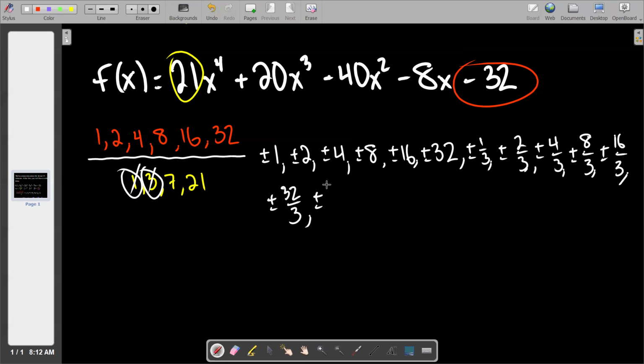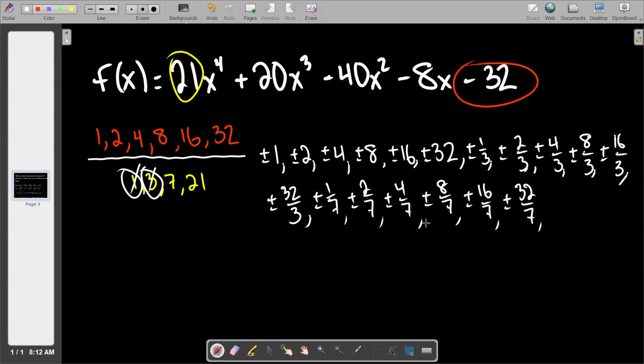So we have positive negative one seventh, positive negative two sevenths, positive negative four sevenths, positive negative eight sevenths, positive negative 16 sevenths, and then positive negative 32 sevenths. And now we're almost done because now we've used up the seven, and now it's on to the 21. So we've got six more that we need to write down. So positive negative one over 21.